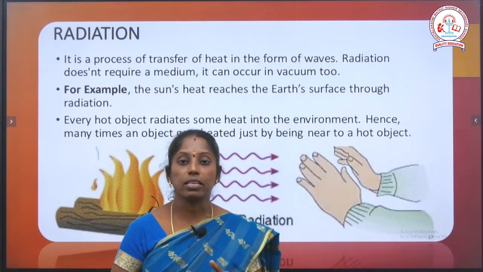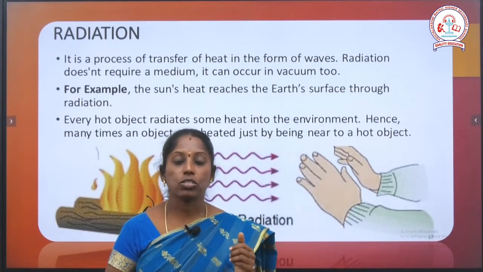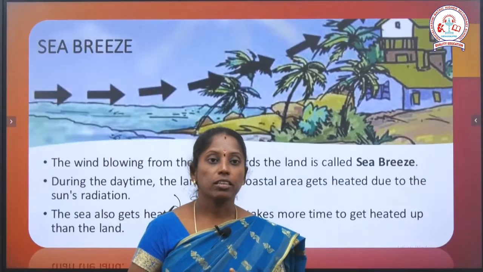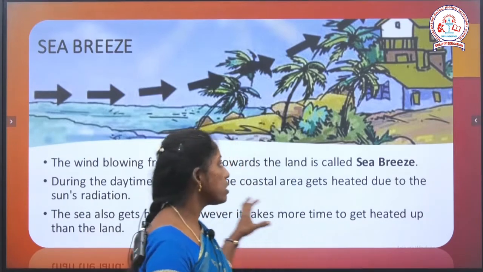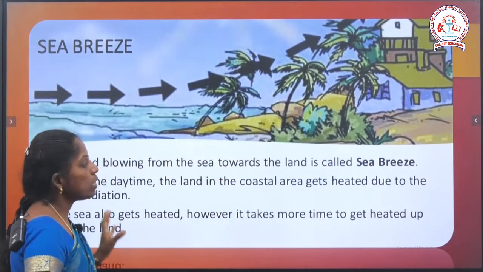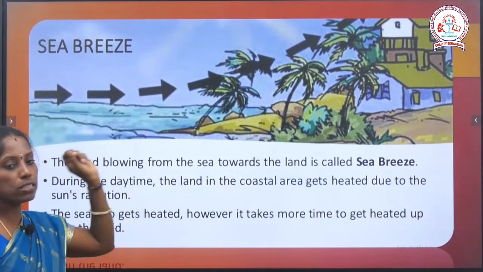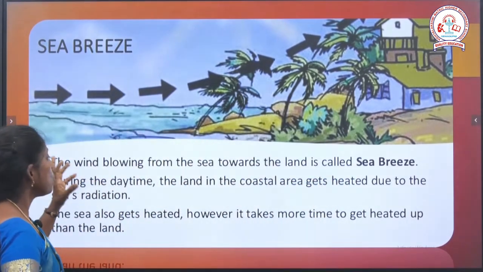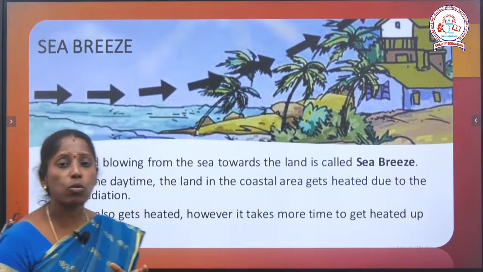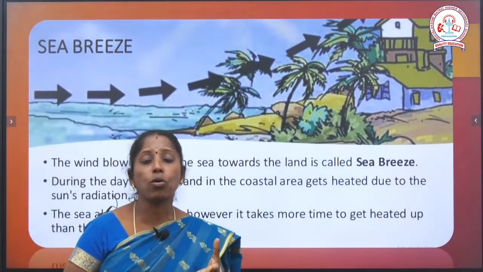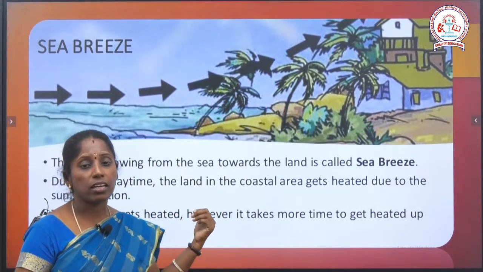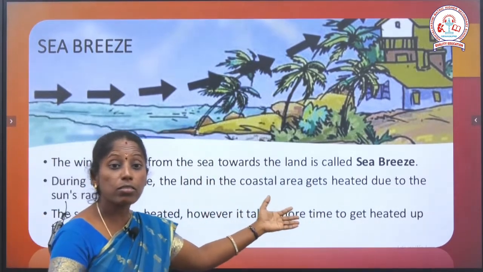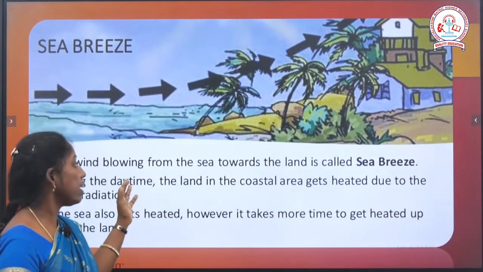Okay, these are the three ways of transfer of heat: conduction, convection and radiation. The next one that you will see is sea breeze. We know that during the daytime, the lands get heated more compared to the sea, especially near the coastal areas. Coastal areas are nothing but areas near the seashore.